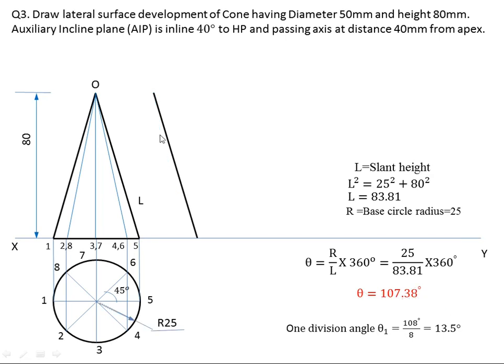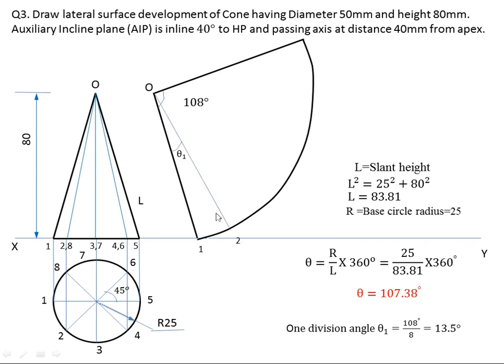Now draw a line parallel to this, then draw an inclined line at an angle of 108 degrees. Then take this much distance, L, in the compass, with O as the center, and rotate an arc like this. Now divide this into 8 equal parts. Already we have found one division, that is 108 divided by 8, that is 13.5. So this is theta 1, equal to 13.5 degrees.